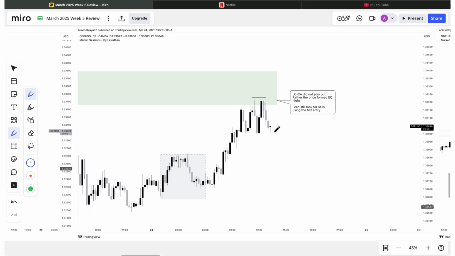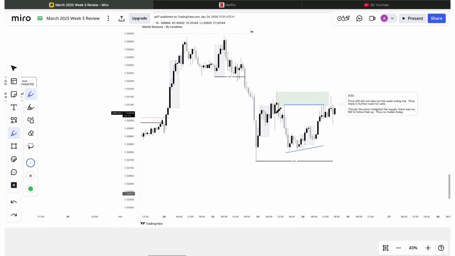or I can also enter directly using LC2A, and actually price formed a beautiful LC2B. So I can look for buys. Then I can look for the LC2B to play out, and then I can look for sells.